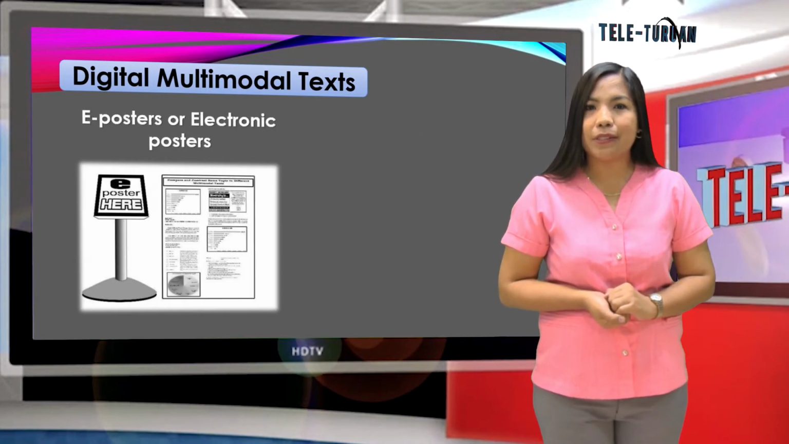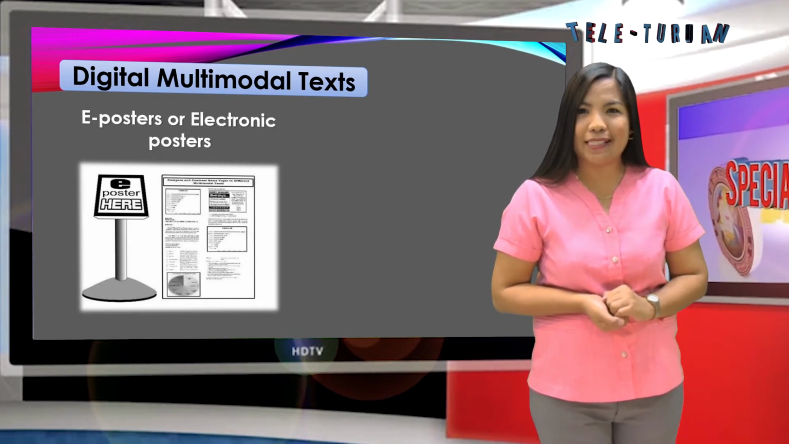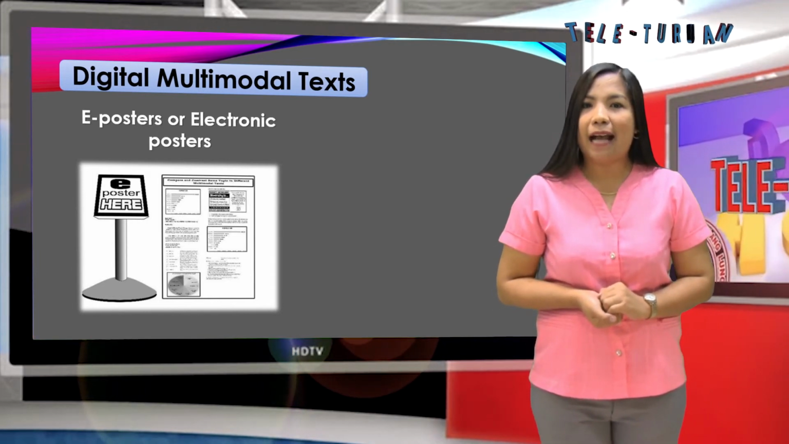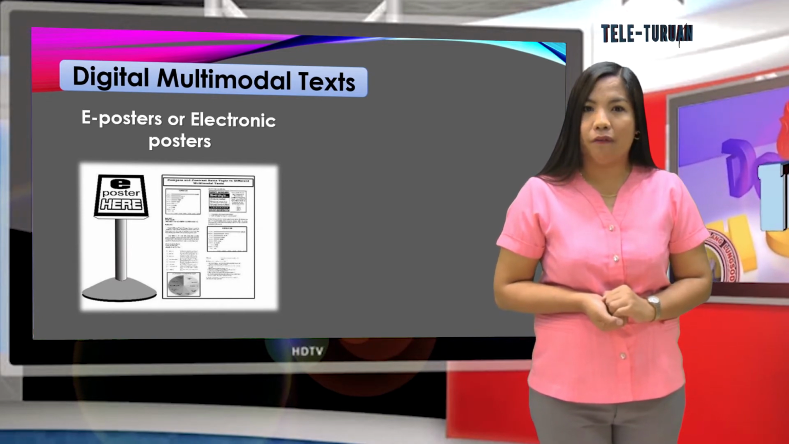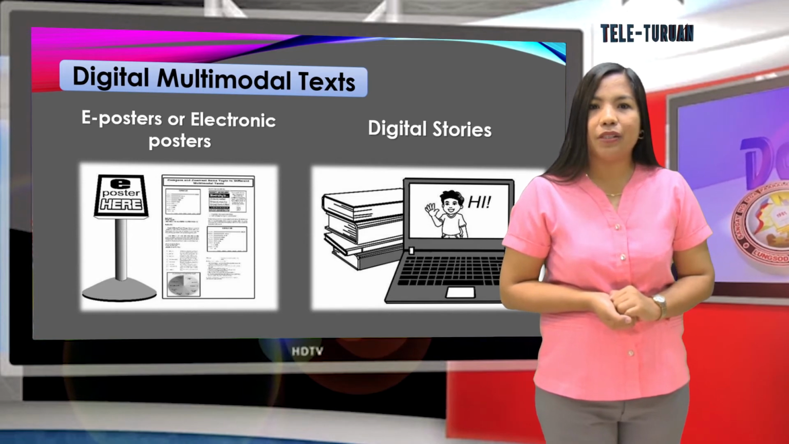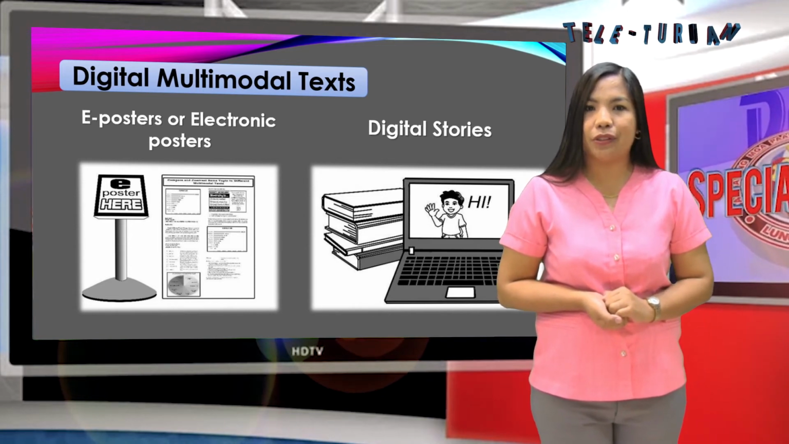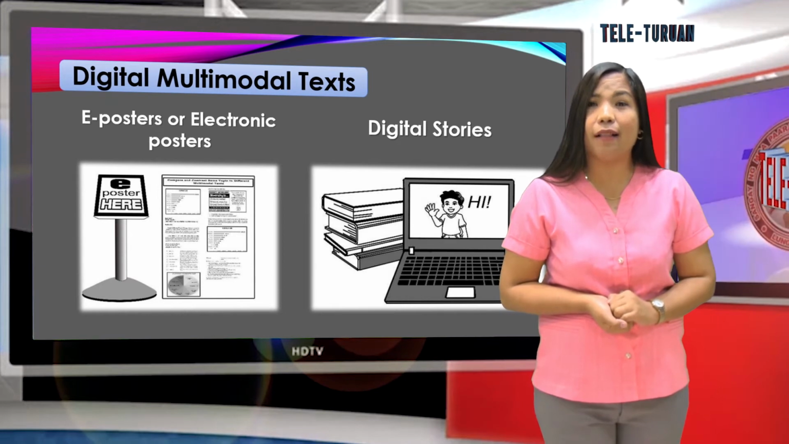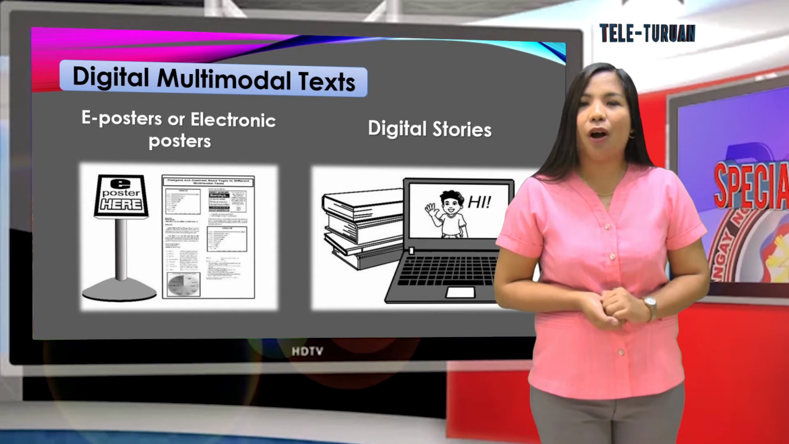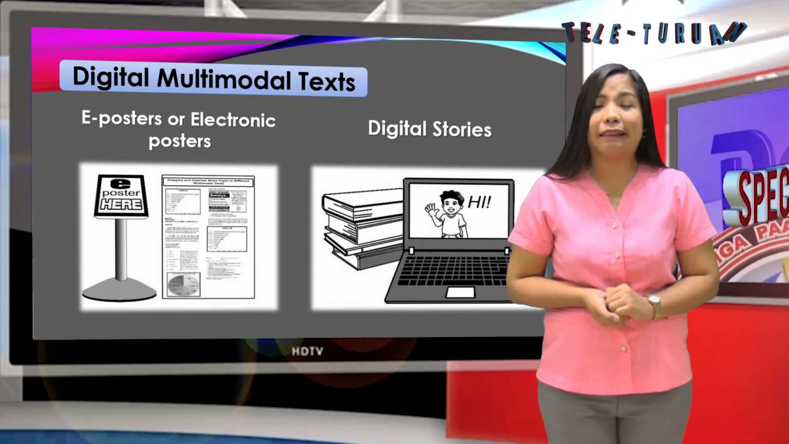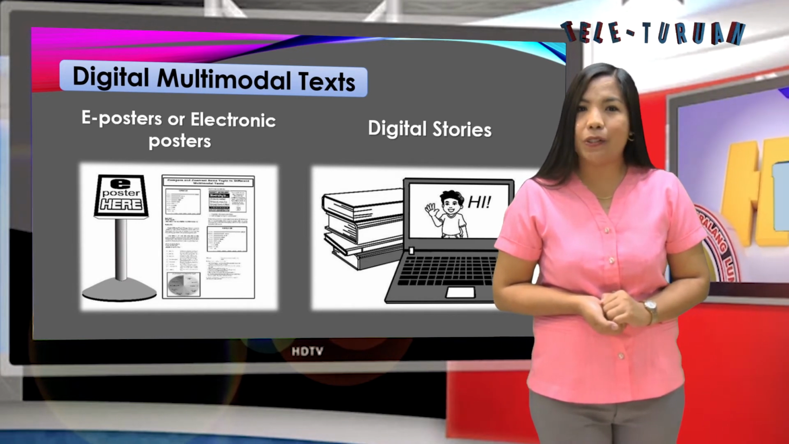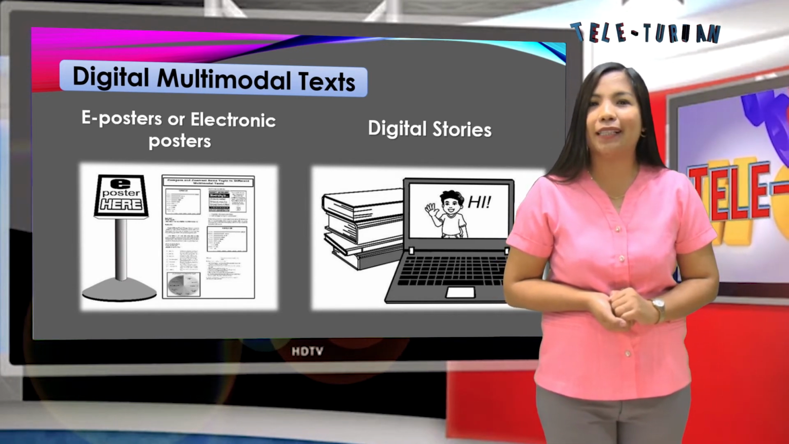Fourth, we have e-posters or electronic posters. These are digital presentation of the study and can be accessed through the use of software. Fifth, we have digital stories. These are multimedia presentation of narrative structure combining a variety of digital elements. These 5 examples use combinations of various modes across written and spoken language, still and moving visual image, audio, gesture, and spatial communicative resources.